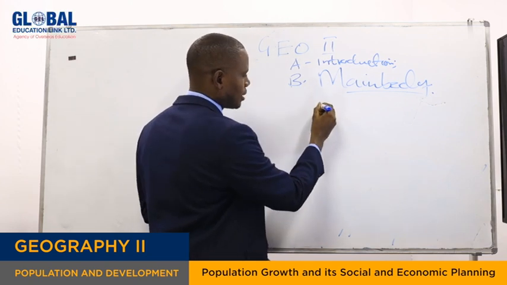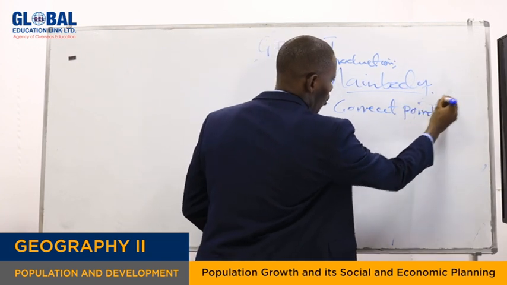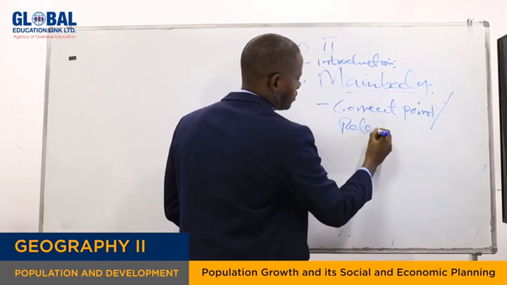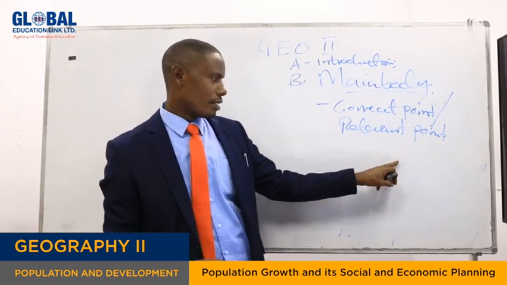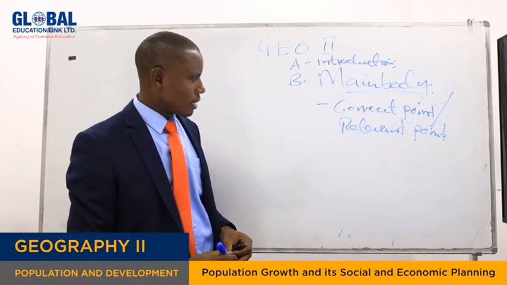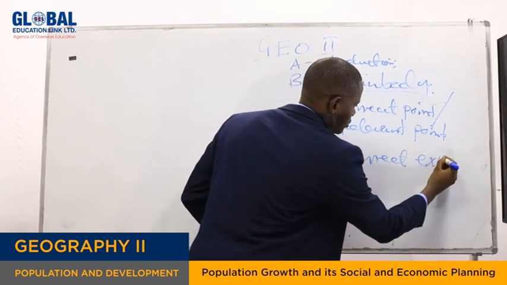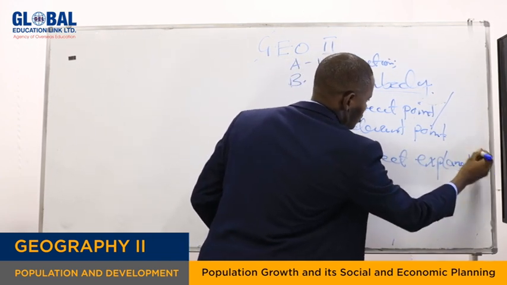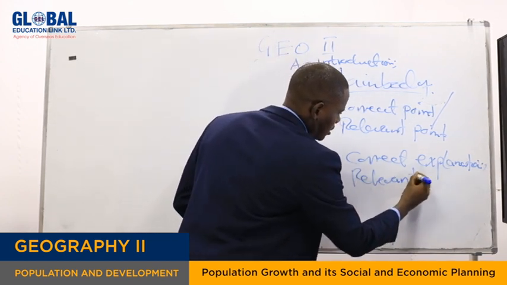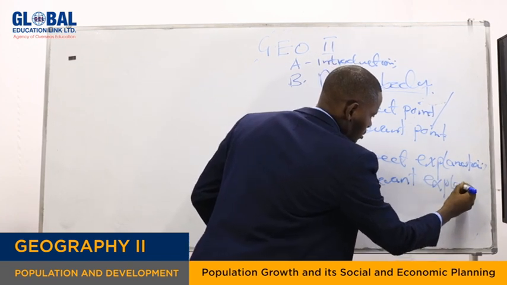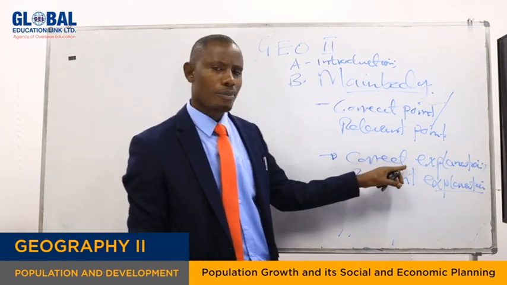The first one, as we said, is the correct point, or it can be the relevant point. That's something that you should observe. But again, apart from that one, there is the correct explanation on that particular point which we are talking about. Or it can be relevant explanations. Correct explanations or correct descriptions about the point.